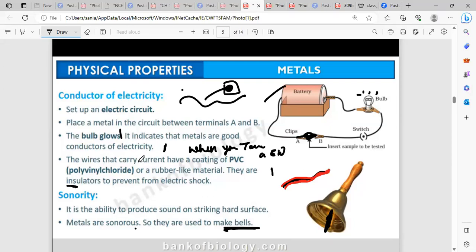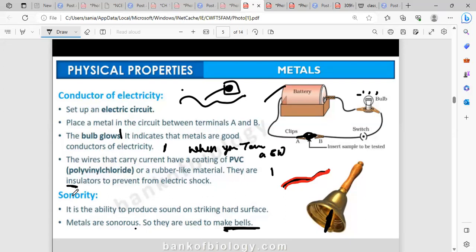See, the wires carry a coating of PVC, which is polyvinyl chloride, or a rubber-like material, which is an insulator. An insulator is basically absorbing all the electric shock and preventing it. That's why whenever you touch a cable or wire, you don't get a current, because they have a coating of PVC. Clear? Got it.